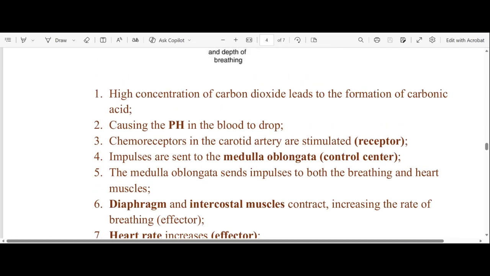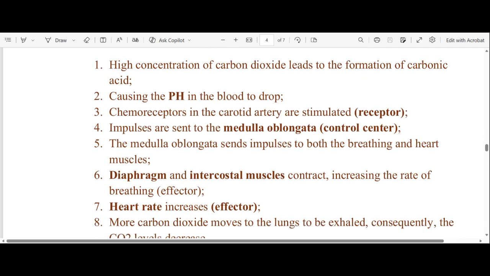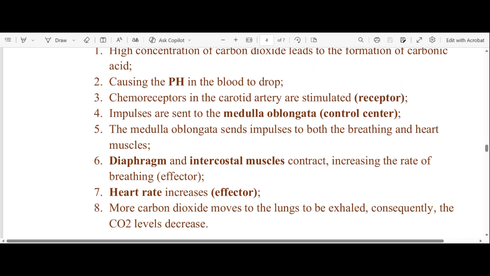So now let's get into the process itself. Number one, what happens? A high concentration of carbon dioxide leads to the formation of carbonic acid. The formation of carbonic acid in the body causes the pH in the blood to drop. And when the pH in the blood drops, chemoreceptors detect this drop in the blood.